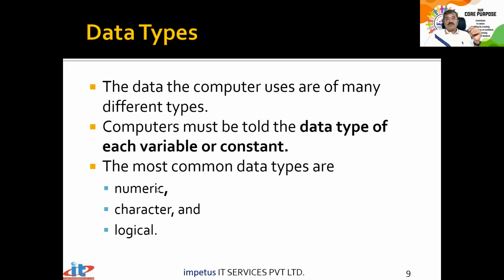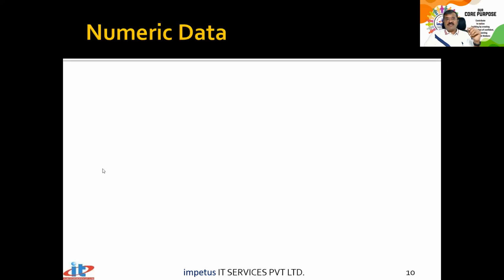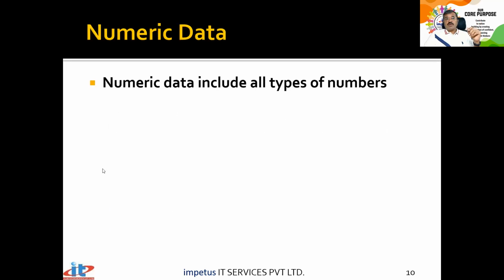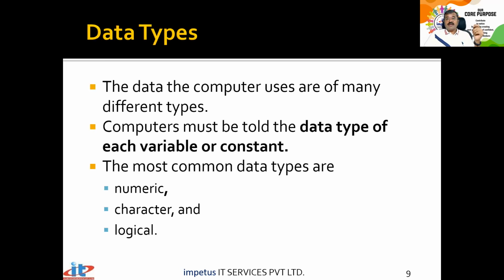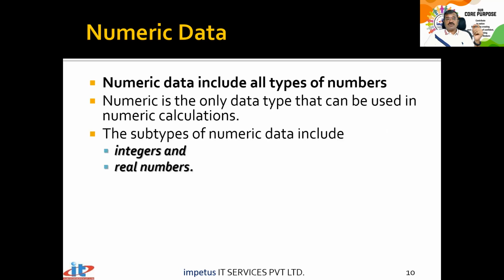The most commonly used data types are numeric, character, and logical. These are different types of data that we normally come across, and we should be in a position to differentiate between them. Numeric data includes all the types of numbers. Numeric is the only data type that can be used in numerical calculation: multiplication, division, mod, all these kinds of operations. I'll be in a position to carry out these on numeric data, not on character data. I cannot say A mod B, Anil mod Sunil, Anil mod 2. I cannot do that. Anil minus 2.